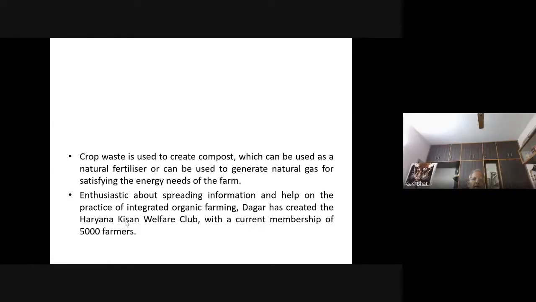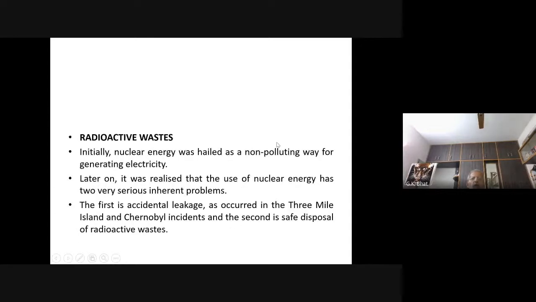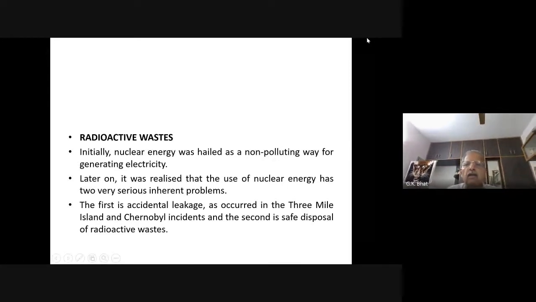Tanusri, no, sir. Now, let us look into the next one, radioactive waste. Initially, nuclear energy was hailed as a non-polluting way for generating electricity. Even nuclear energy was used as a source of generating electricity. Later on, it was found that the use of nuclear energy has two very serious inherent problems. What are the problems?